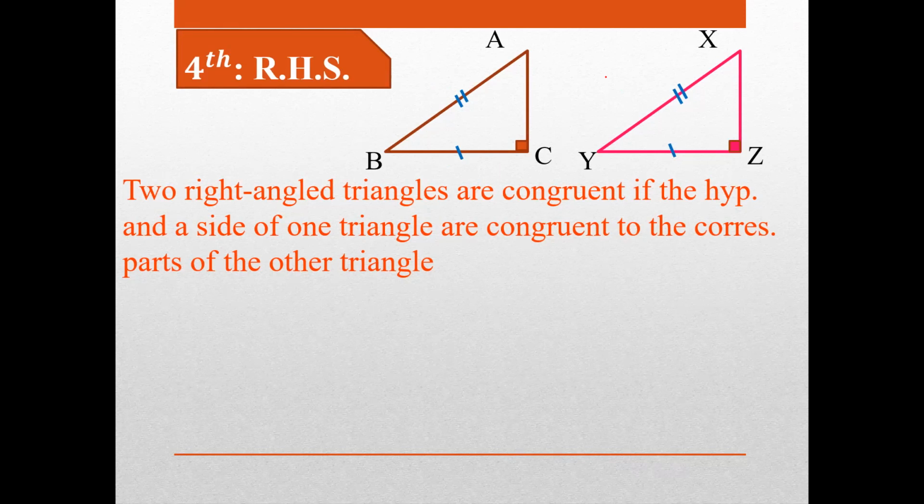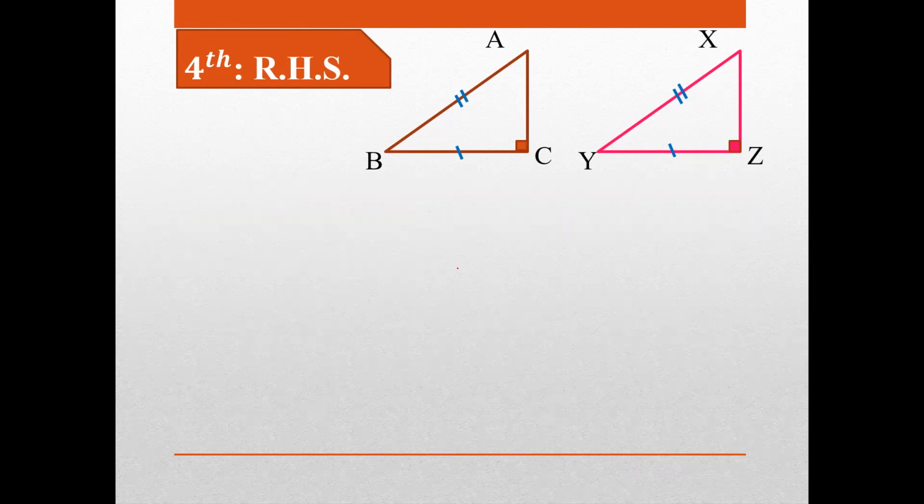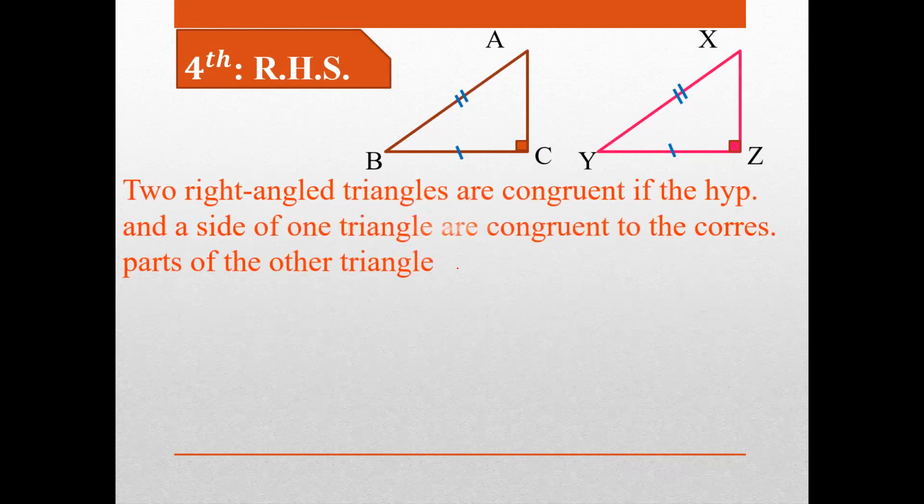Where is the third condition? The third condition is the right angle. The two triangles both have a right angle, so it's enough to find the other two conditions. It will be the hypotenuse and a side of the right angle.